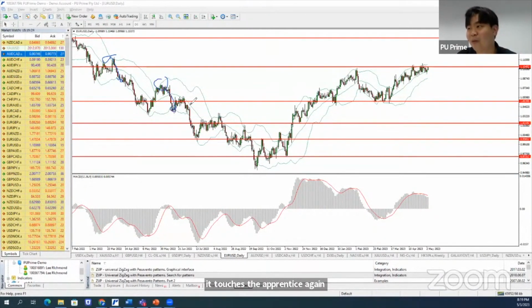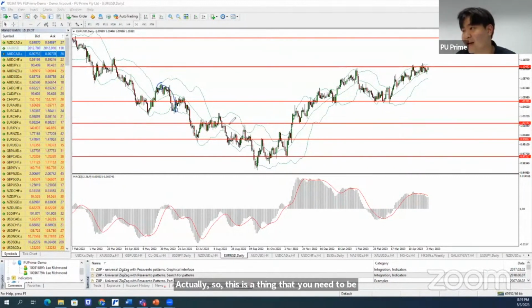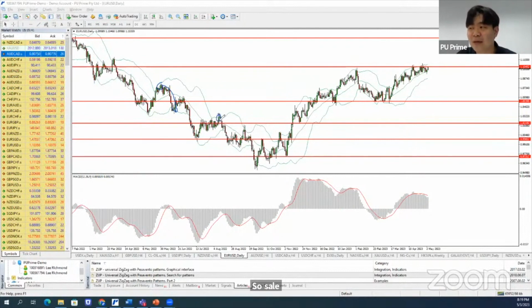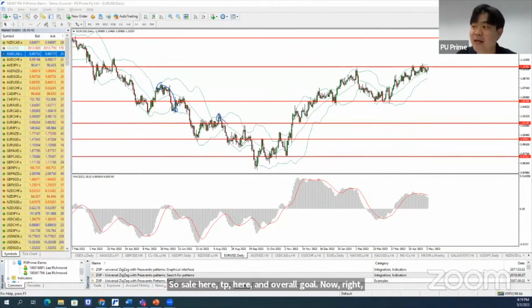Okay, so overall, even though it keeps going down, better you don't buy when it reaches the lower band, because if you buy, you will encounter a lot of loss actually. So this is a thing that you need to be careful about. So sell here, TP here, and overall it goes down, right? You need to patiently wait until it reaches the upper band again, and then you sell again. And when you reach the upper band again, then you sell again. Better for you to identify the trend like this instead of just buying on the lower and upper band.